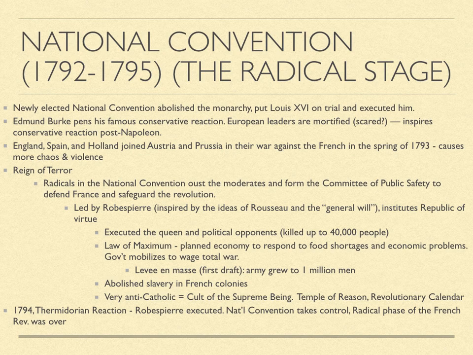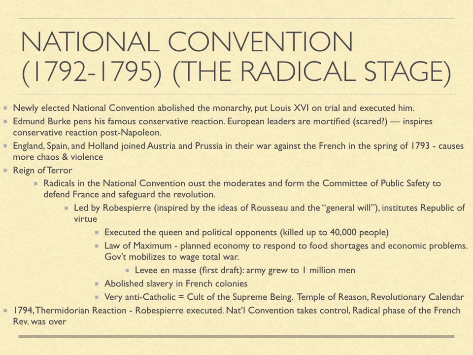Once they kill the king, that really causes a reaction around Europe and increases war. So once they killed the king, England, Spain, Holland are going to join in on the war against France. And so the increase in war is going to cause more chaos and violence. And in that sort of chaotic, violent environment, this is when the Reign of Terror starts.